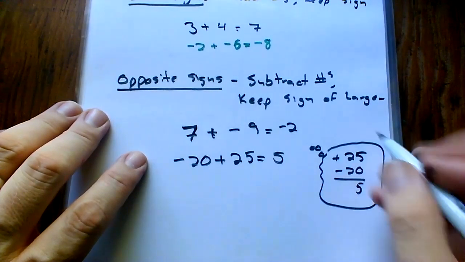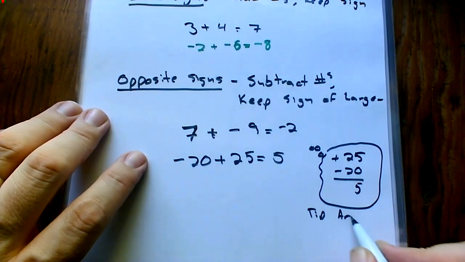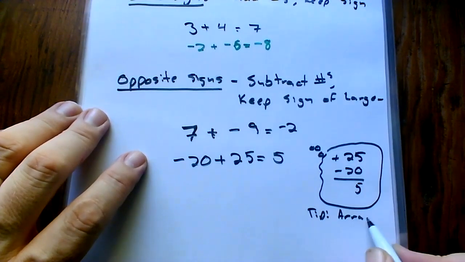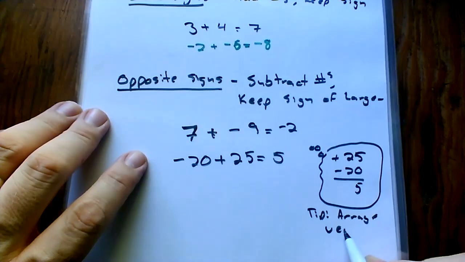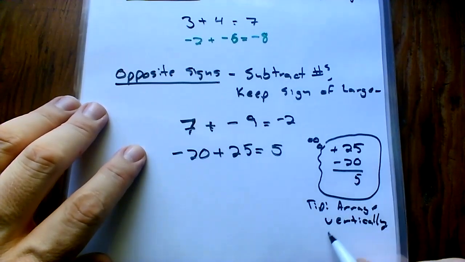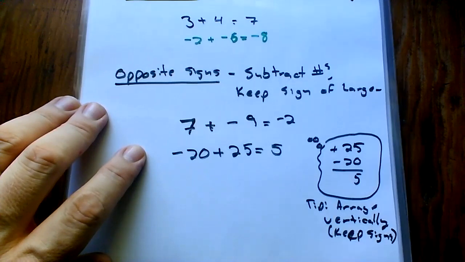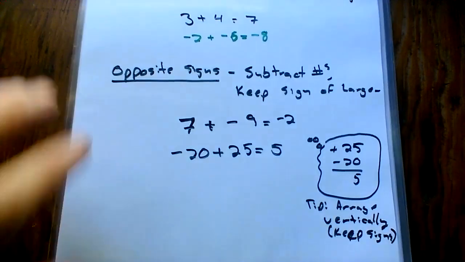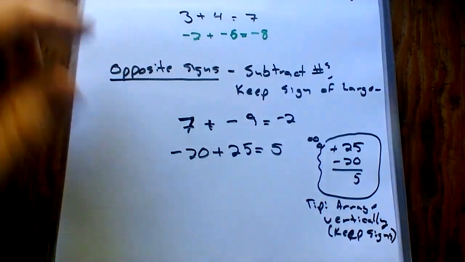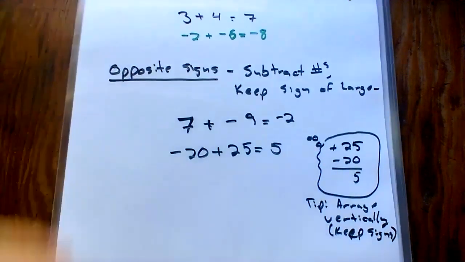So here is your tip on this. Arrange it vertically, and keep your signs on there. Put your large number on top, because that way, if you have to add or subtract, it's going to be easy to do.